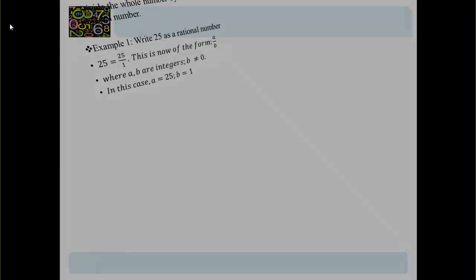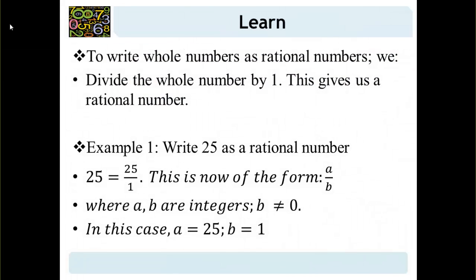This is a continuation of the first video we did on rational numbers. So in this video we are going to specifically learn the objectives in that first video. How do we write whole numbers as rational numbers? How can we express whole numbers as rational numbers?